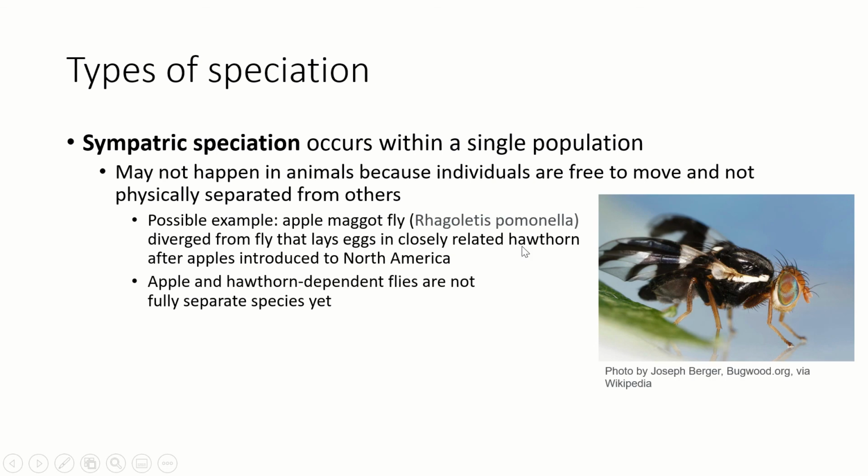One possibility is this animal, the apple maggot fly, which diverged from a hawthorn maggot fly. They are considered the same species still. They can interbreed in the lab and produce fertile offspring. But in the wild, they are almost completely separate. The apple maggot flies lay their eggs on apples. The hawthorn maggot flies lay their eggs on hawthorn, which is a native tree to North America. Apples were introduced to North America from Europe. So in areas where apples were introduced, these flies were able to switch from hawthorn to apple.